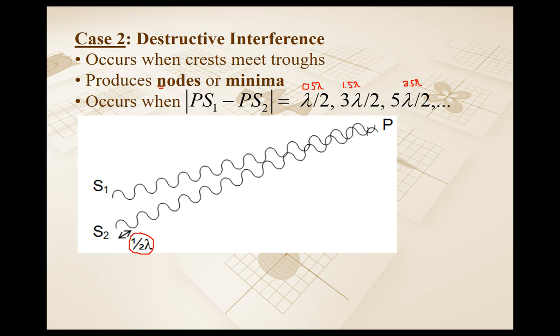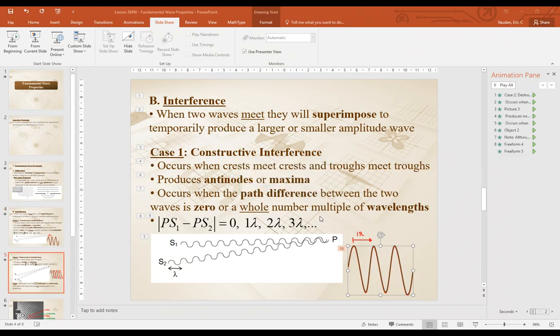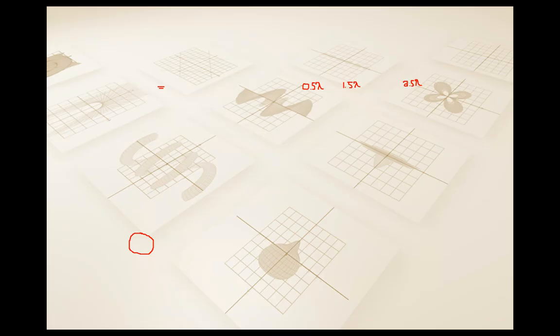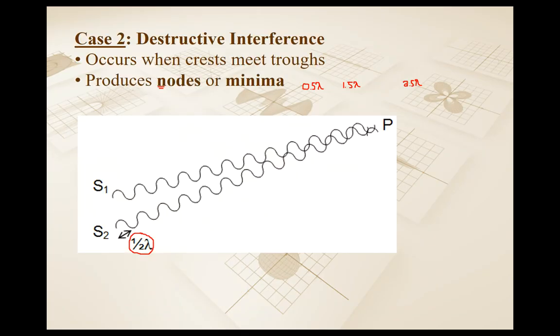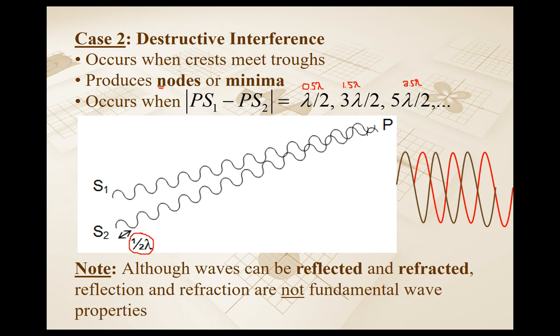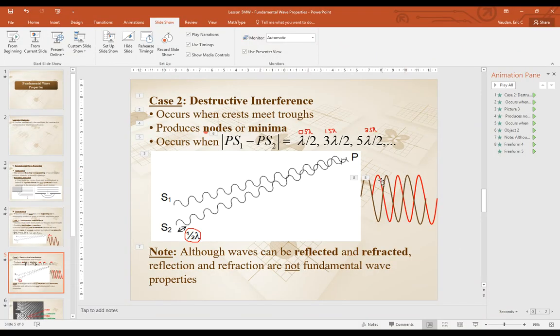Now, once again, why is this the case? Why is it that if it's offset by half a wavelength? Let's just go to this slide here. First of all, let's take the waves and put them on top of each other. Let's stack them. So I have these two waves stacked.